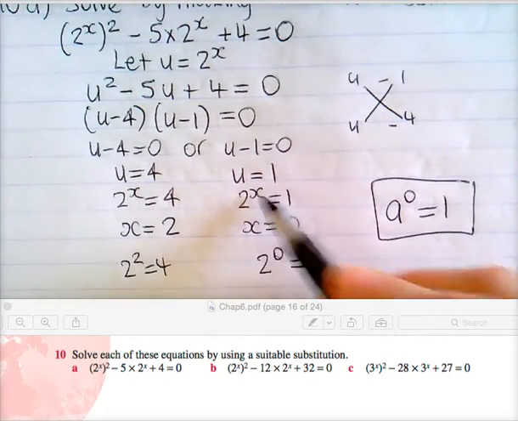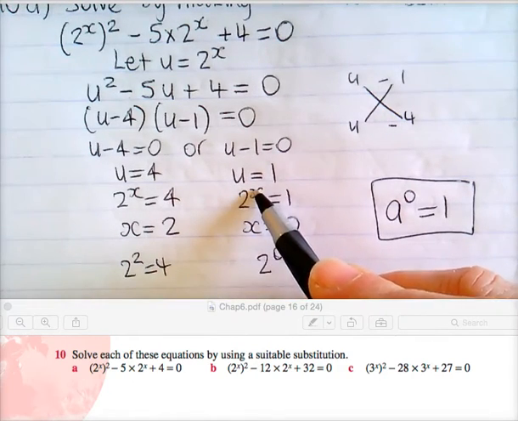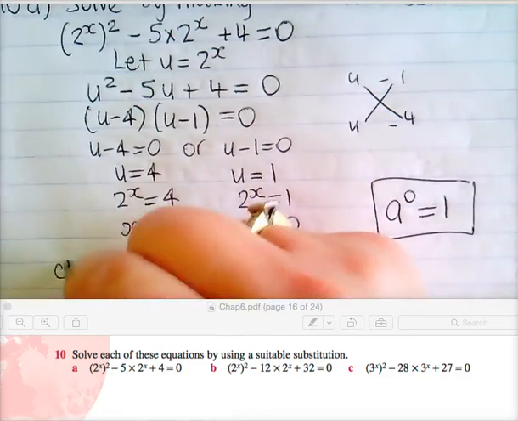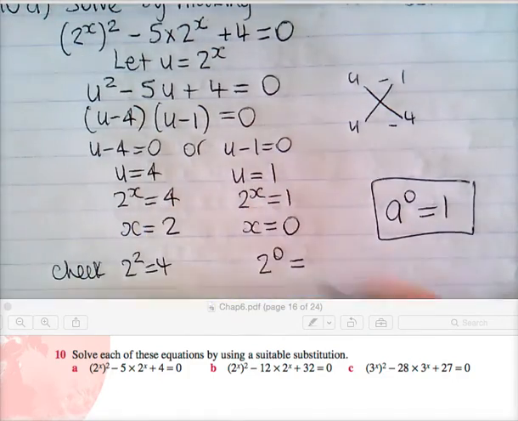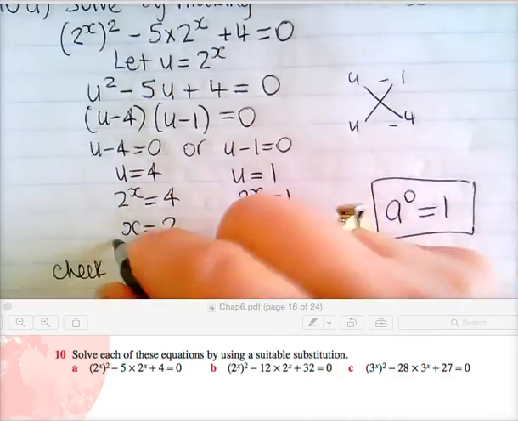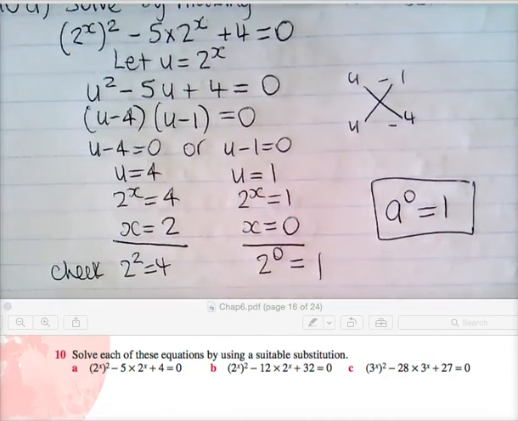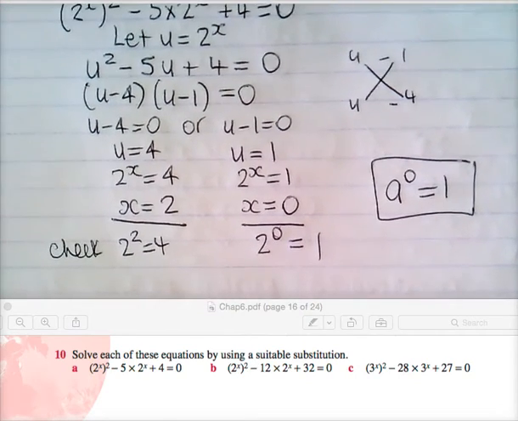So 2 to the power of something is 1. That something has to be 0. x is 0. I'm just checking my answers. 2 to the power of 0 is 1. But my answers are x is 2 and x is 0. Do we need to write that on the line? No, I'm just showing you what it is. We're going to do the next question as well.